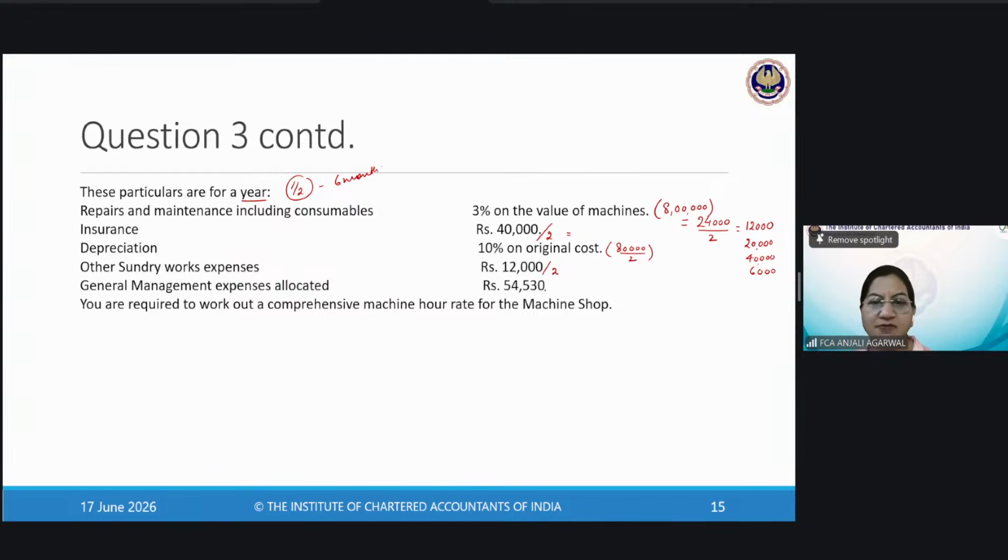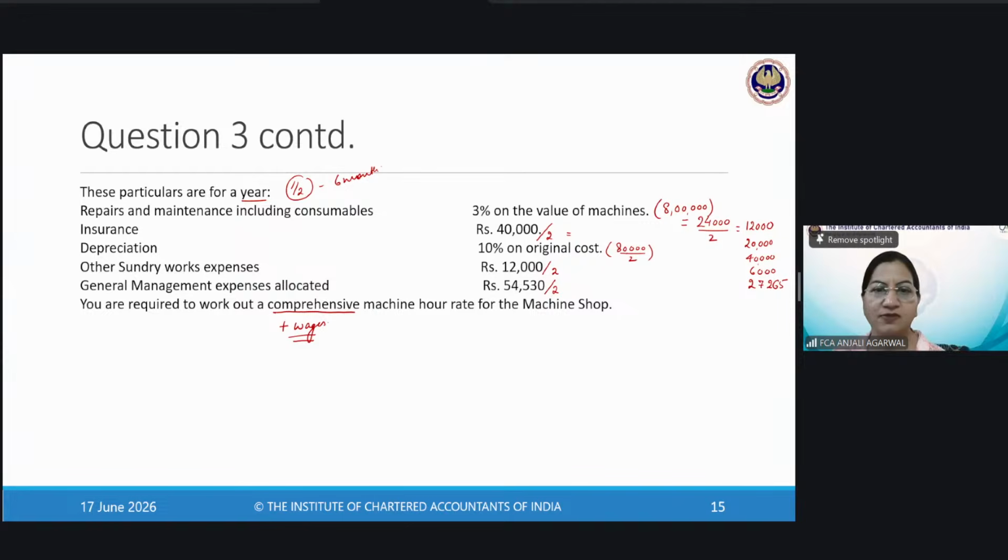General management expenses which are allocated to this particular machine shop, 530 divided by 2. So these are some of the other expenses. You're required to work out a comprehensive machine hour rate. When the word comprehensive is used, you include wages also apart from overheads. So comprehensive machine hour, whenever a worker is running the machine, how much is the total cost? The wages paid to the worker plus the overheads cost.